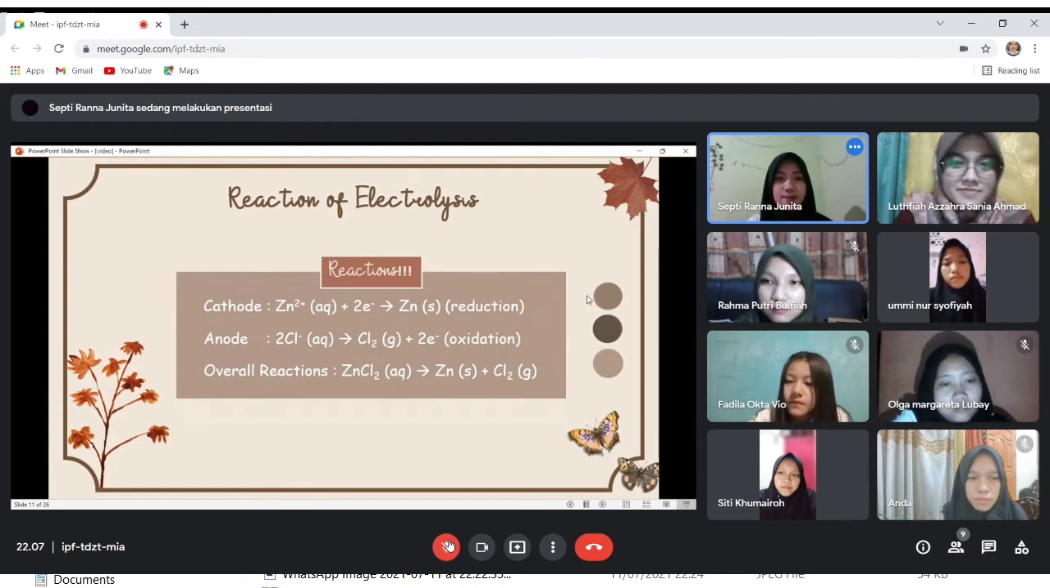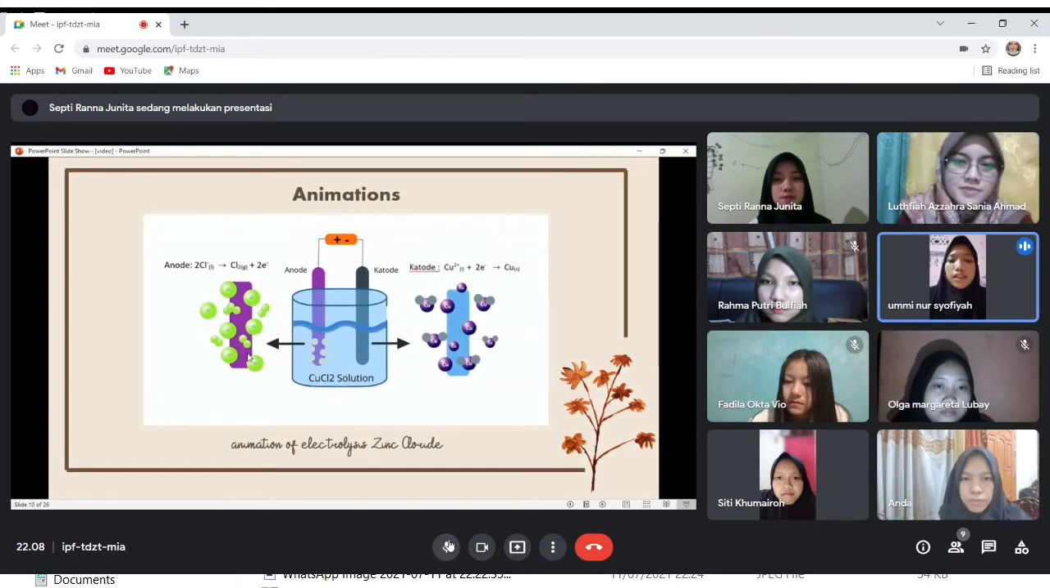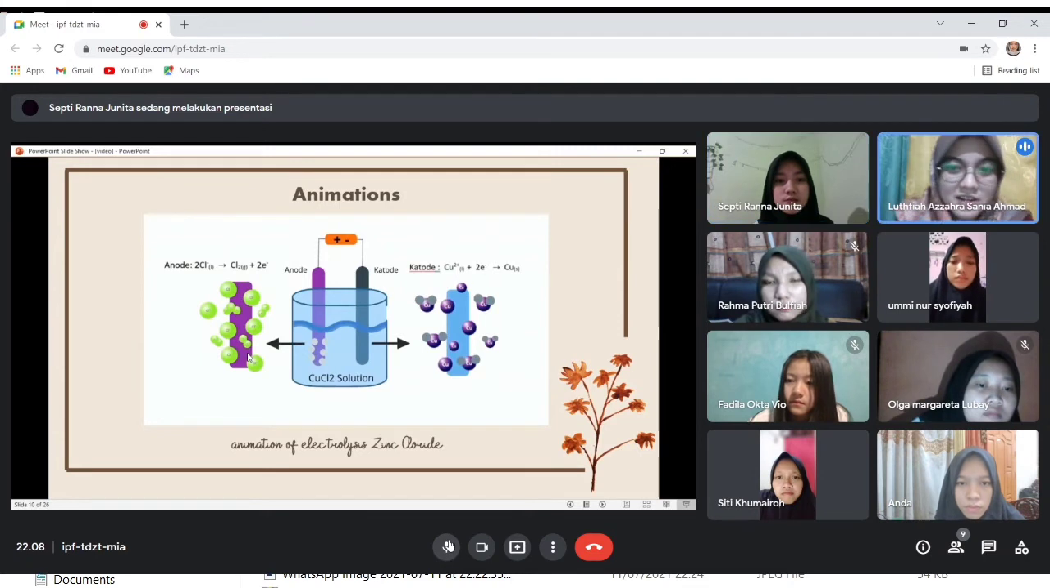Yes, Miss. Okay, if you already understand about electrolysis reaction, now look at the animation again. What do you get at the cathode? Zinc is deposited at the cathode, Miss. Yes, that's right. If we pay attention, mass of the zinc begins to erode with time, isn't it? Yes, Miss.